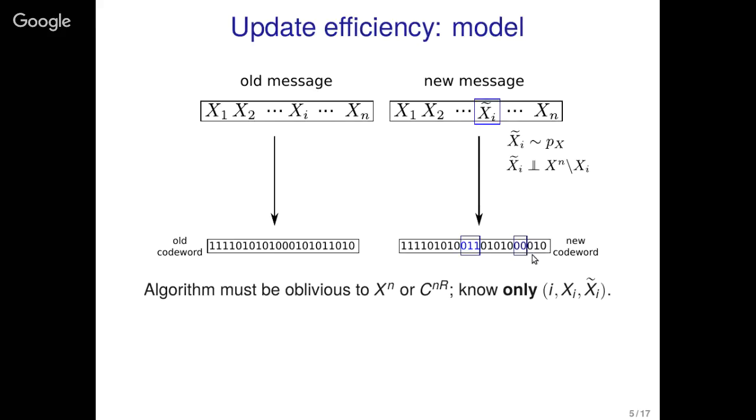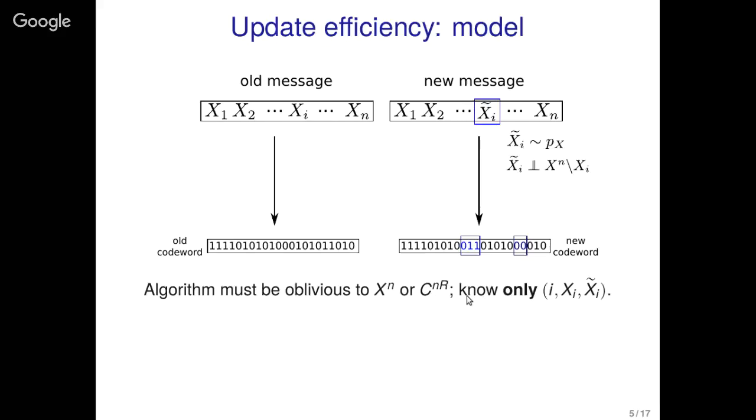Now, in a practical scenario, the update algorithm will not have access to the entire code word or the entire message source. When you're working with a particular file, you know the location of the file in the database, but you don't have a local copy of the entire database itself. That would be extremely inefficient. Therefore, we want to design an algorithm for updates which is oblivious to x^n or the true code word C(x^n).